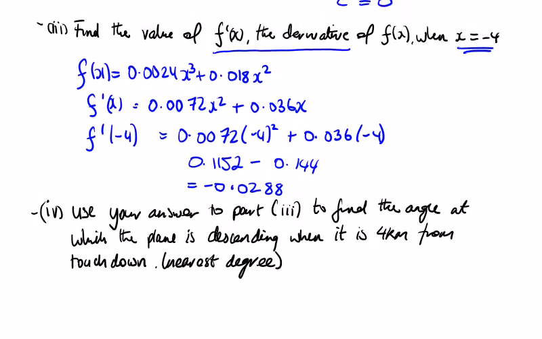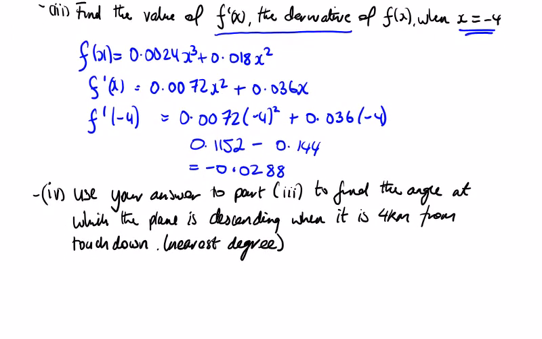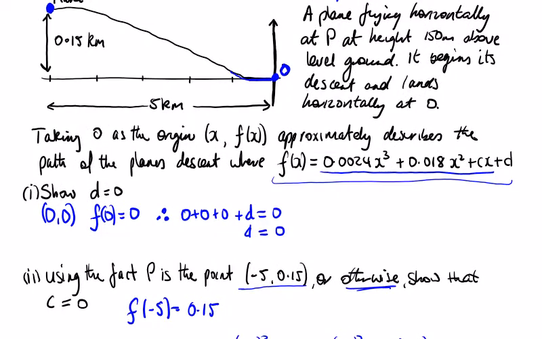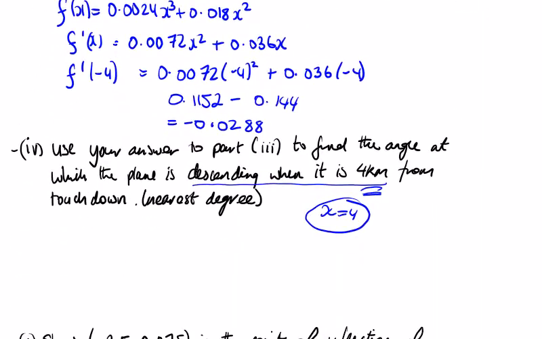Next part, use your answer to part 3 to find the angle. We've seen this question already. They find the angle at which the plane is descending when it's 4 kilometers away. So x equals 4. So find your derivative, put 4 in. If we look at our diagram, x is actually minus 4, isn't it, from the previous part? Minus 4, because here's minus 1, minus 2, minus 3, minus 4. So x is minus 4 at this point, 4k away.